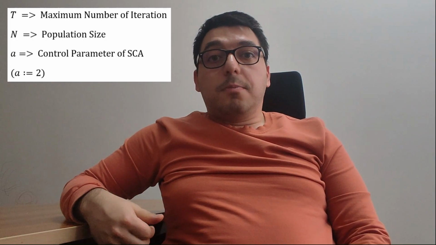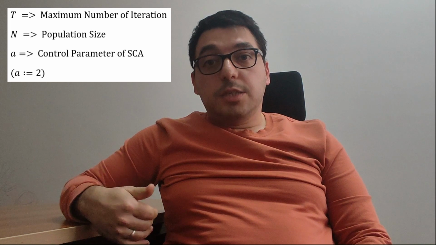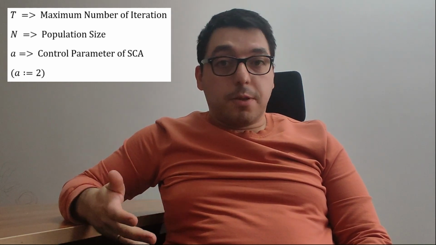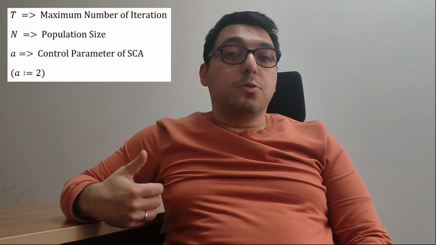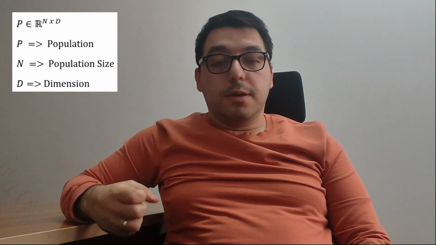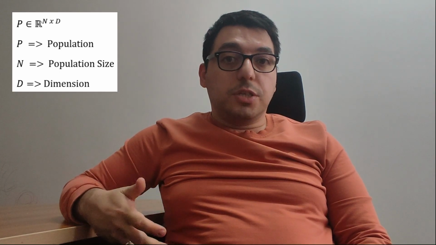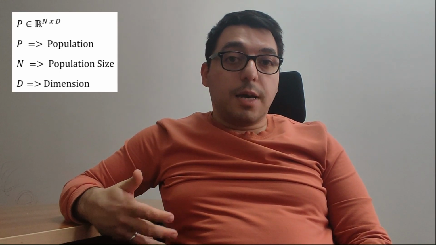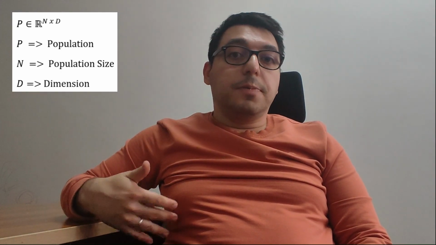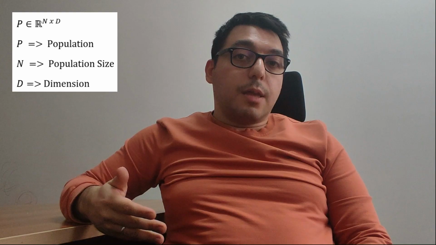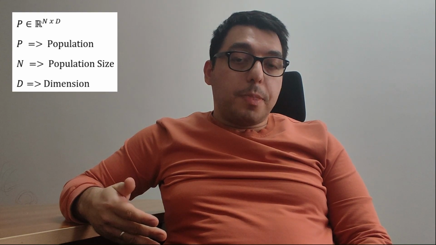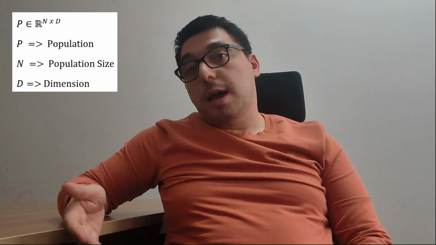And next step, setting the control parameters of SCA: maximum number of iterations, population size, and just A, which is a specific control parameter of the algorithm, commonly set to 2. The next step, creating a population randomly, right? So the population is a matrix of size n by d, which means number of solutions or population size by dimension of the problem.